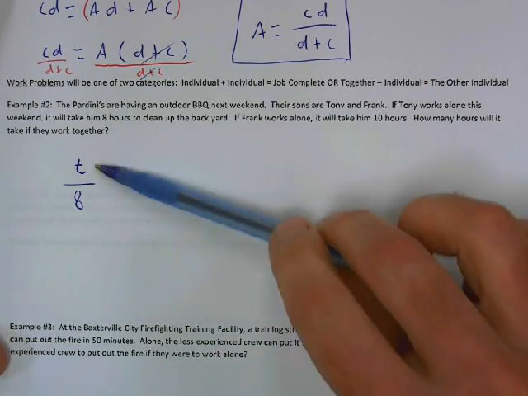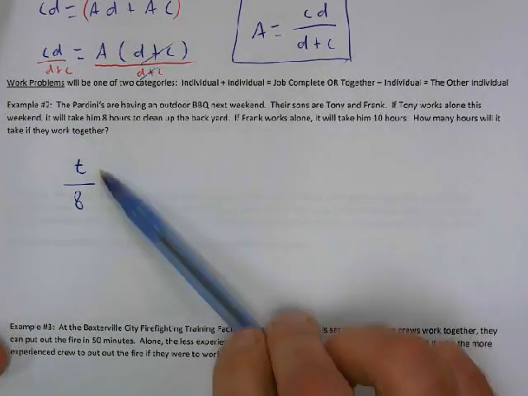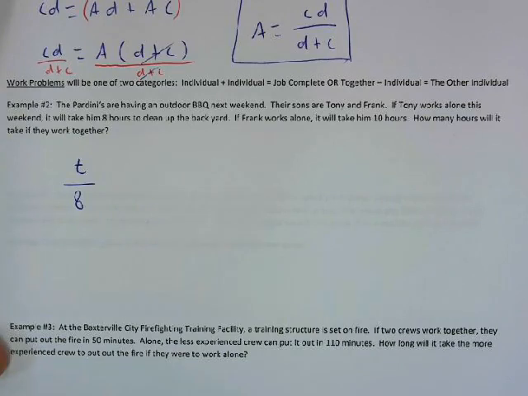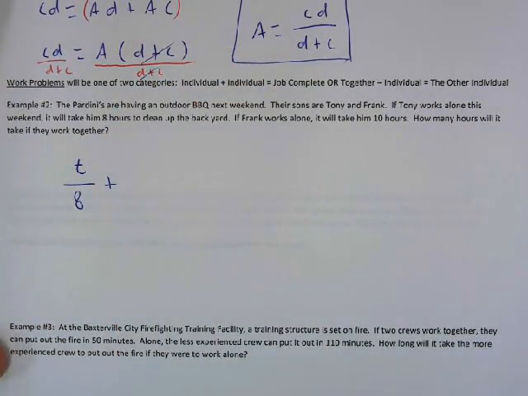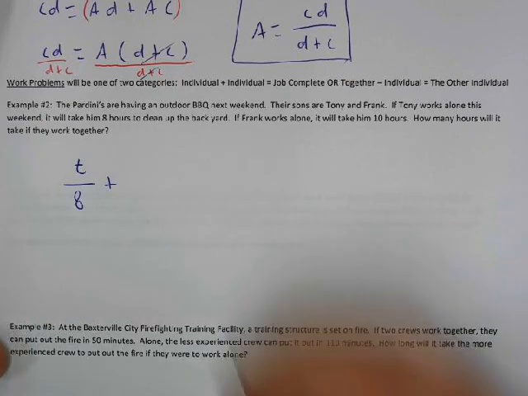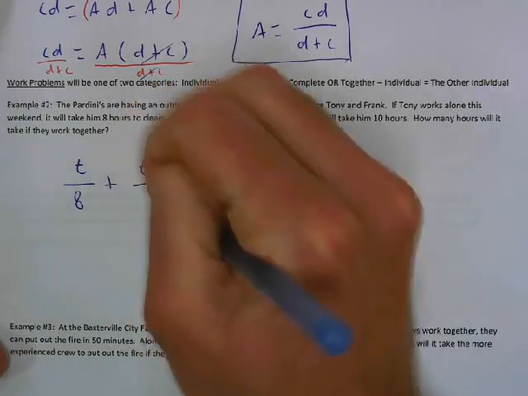So this is Tony's work rate. That's how quickly he works. Plus, he's not working by himself. He's also working with Frank. And how quickly does Frank work? What is Frank's work rate? Well, Frank can get the job done in 10 hours. So it's the time he works over 10.